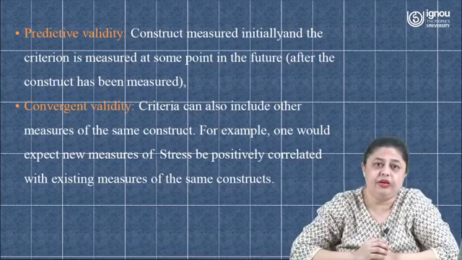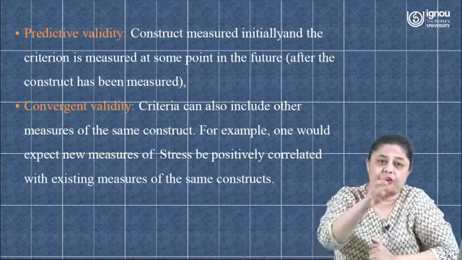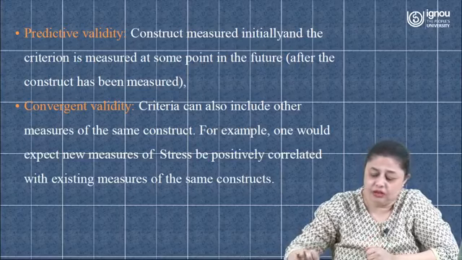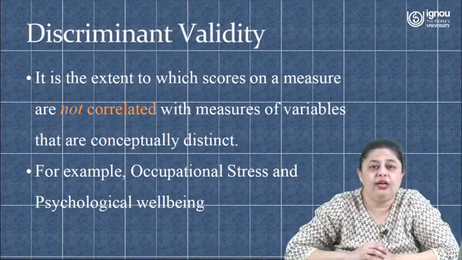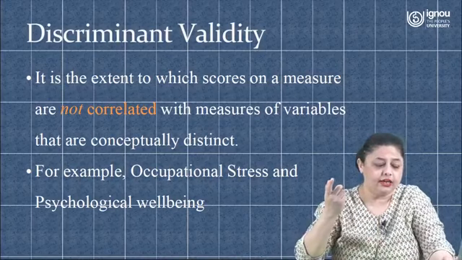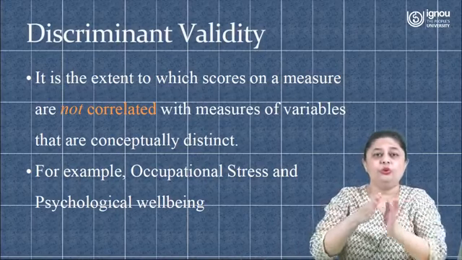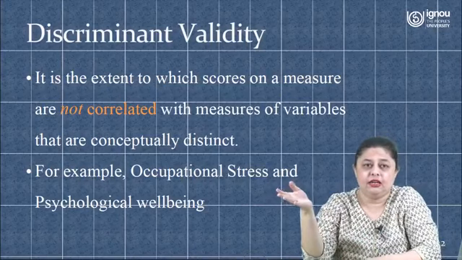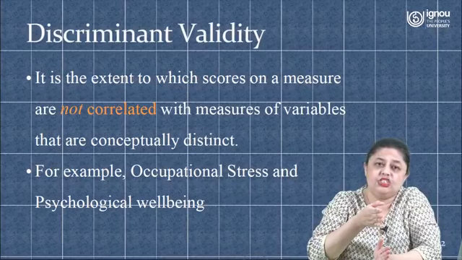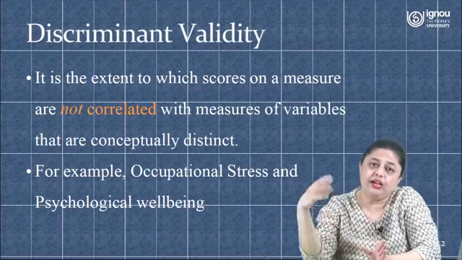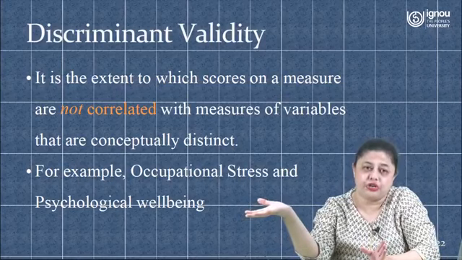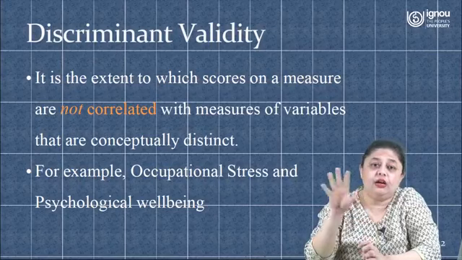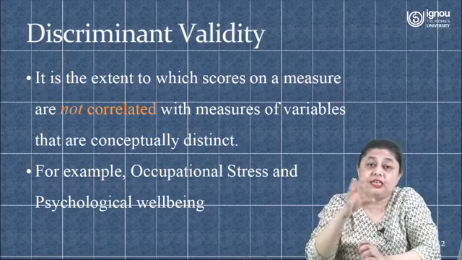And there is discriminant validity, which is a little different from convergent validity, where it is the extent to which scores on a measure are not correlated with measures of other variables. What we studied in convergent validity was that you correlate it with a similar psychological entity or similar scale. That is, you have developed a scale on stress and you compare it with another scale that is also measuring stress. But in discriminant validity, you measure it with a variable that is conceptually completely different.